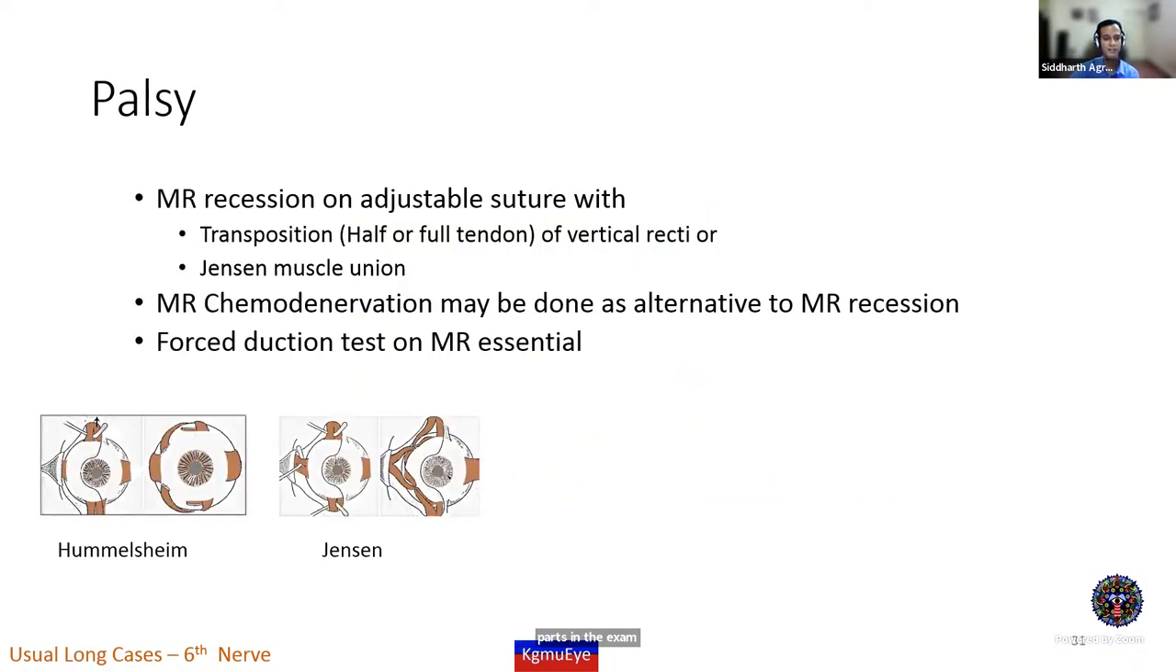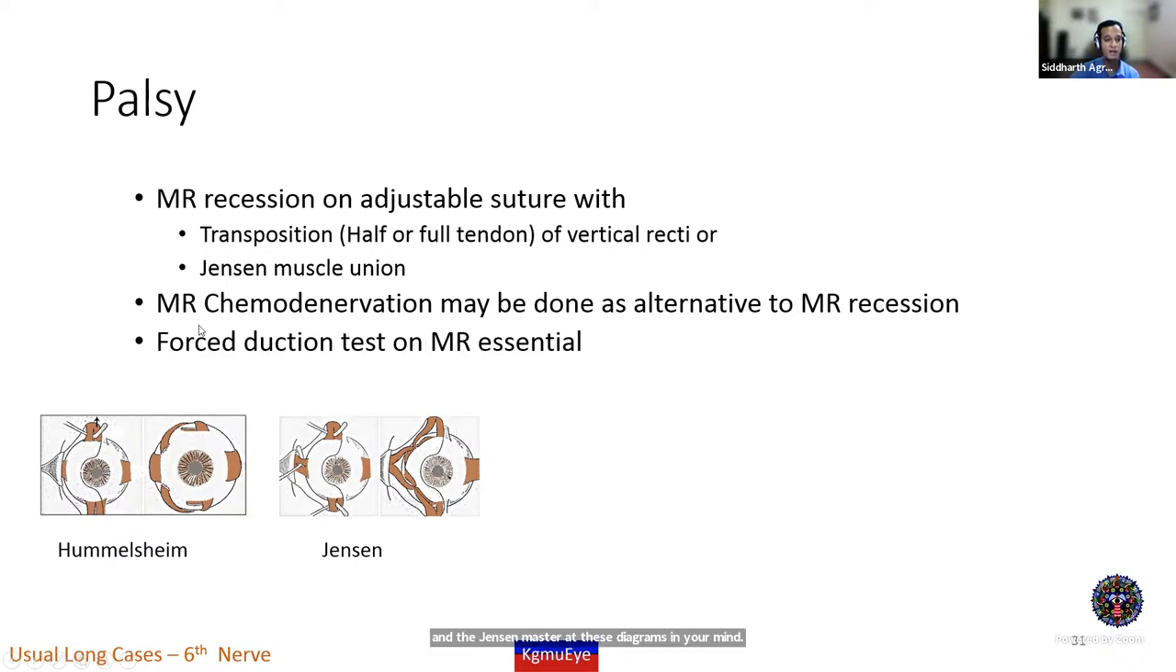Now remember that if the eye is not reaching the midline in the absence of any restriction, which is confirmed on the force duction test, resecting the muscle will not restore the motility, and help will be required from the vertical rectus. The two popular ones which are often asked are transposition, half or full tendon, and the Jensen muscle union. Have these diagrams in your mind.